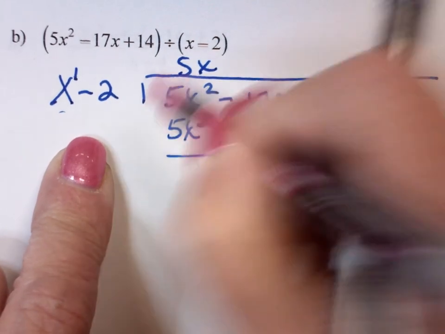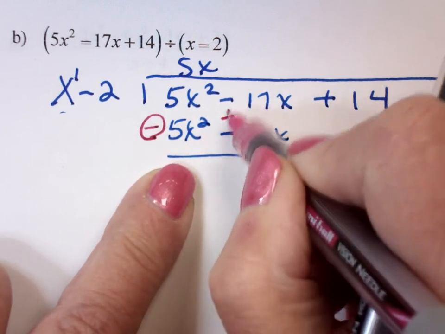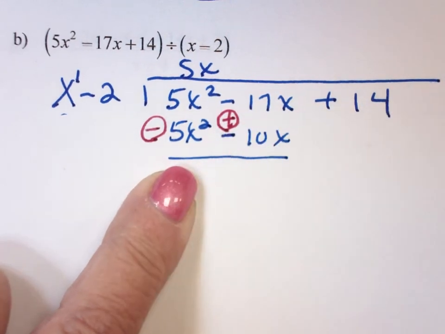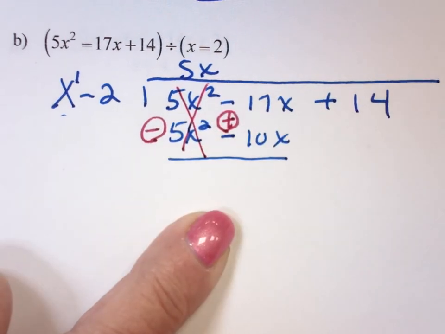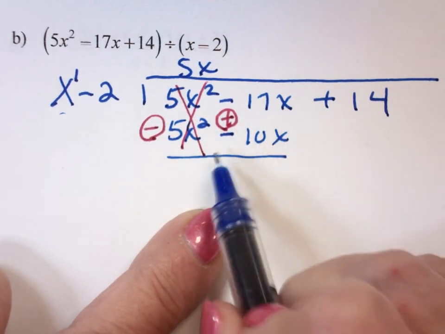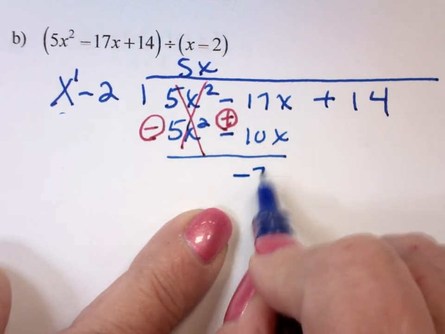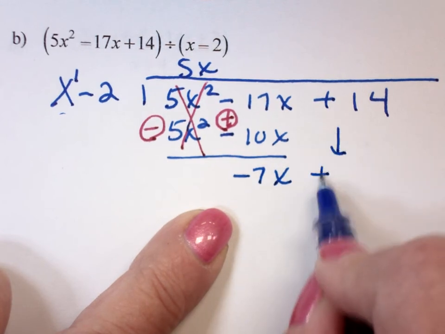Subtract. That's a plus becomes a minus, that's a minus becomes a plus, and I've changed the signs so that the x squareds are now gone. So minus 17 plus 10 is minus 7x. Then I bring down the plus 14.